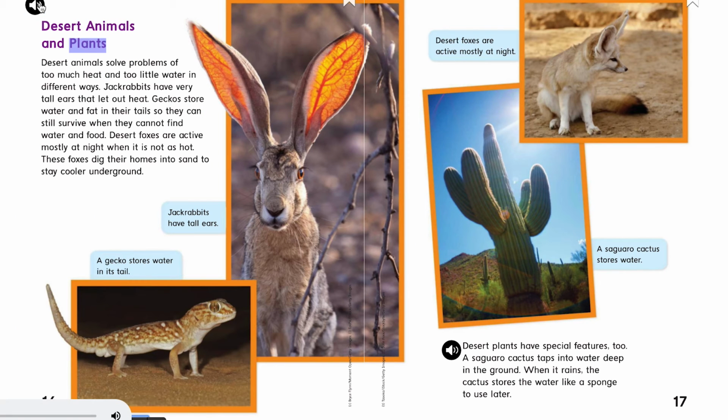Desert animals and plants. Desert animals solve problems of too much heat and too little water in different ways. Jackrabbits have very tall ears that let out heat. Geckos store water and fat in their tails so they can still survive when they cannot find water and food. Desert foxes are active mostly at night when it is not as hot. These foxes dig their homes into sand to stay cooler underground.